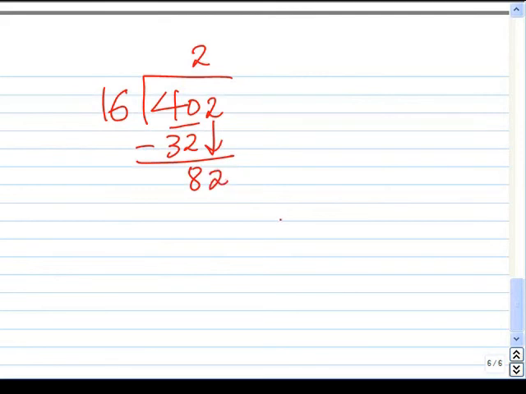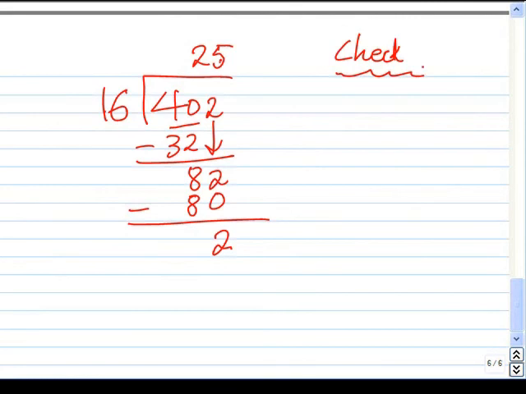Now I have 2. How do I check? This is how I check. I check, well, does 25 times the divisor, 16, plus the remainder, 2, give me 402, and when you do it in your calculator, you'll see that that works.